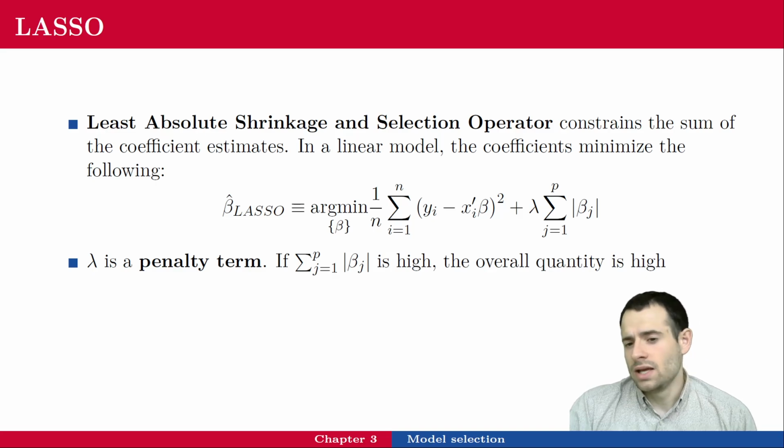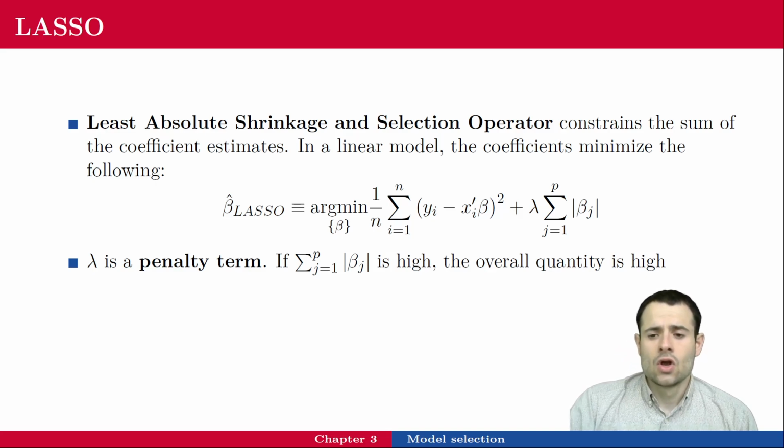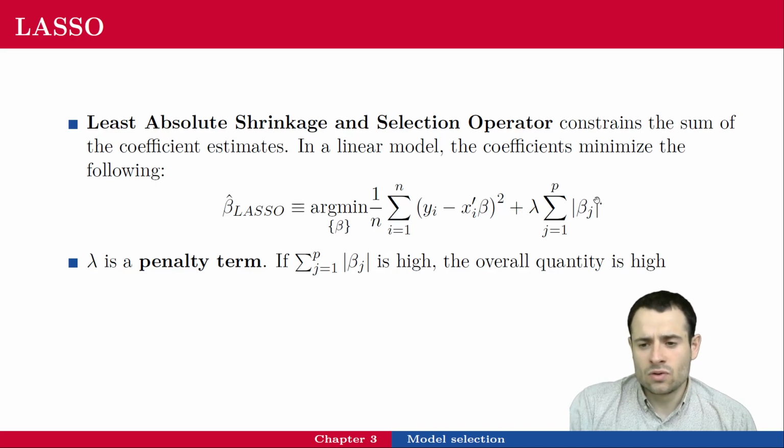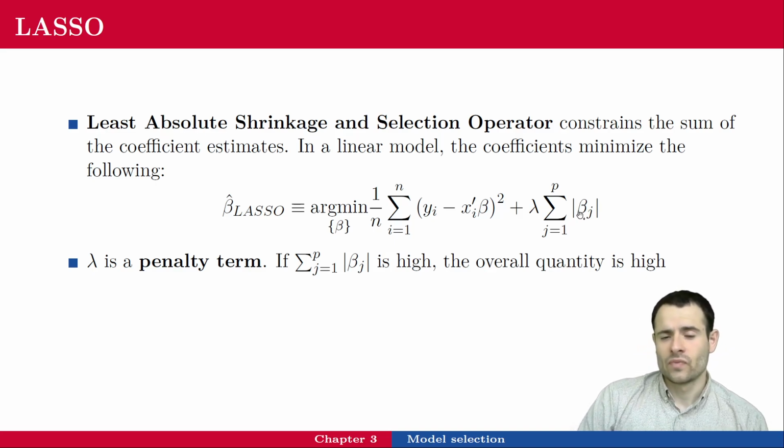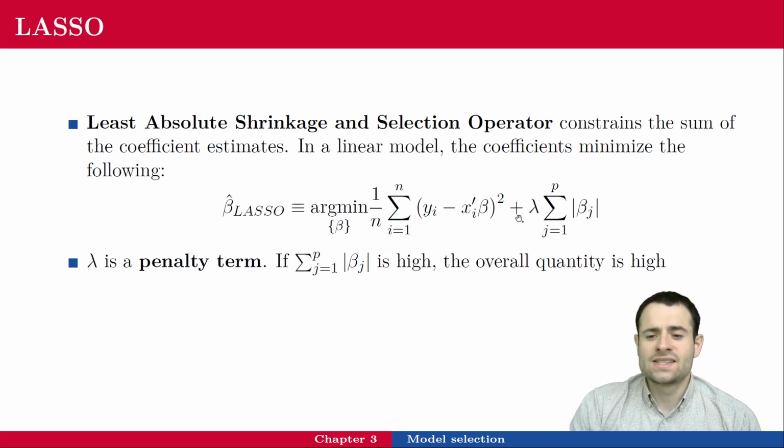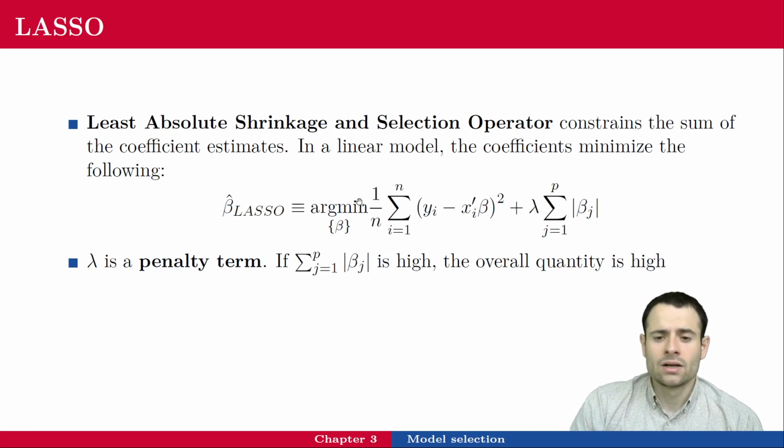Again, lambda is a penalty term. If the sum of the absolute values is high, the overall quantity is high. So if lambda is high, then we want to make the sum of the absolute values of the coefficients as small as possible. Again, if lambda is exactly equal to 0, forget about the second term and you're back to the OLS minimization problem.